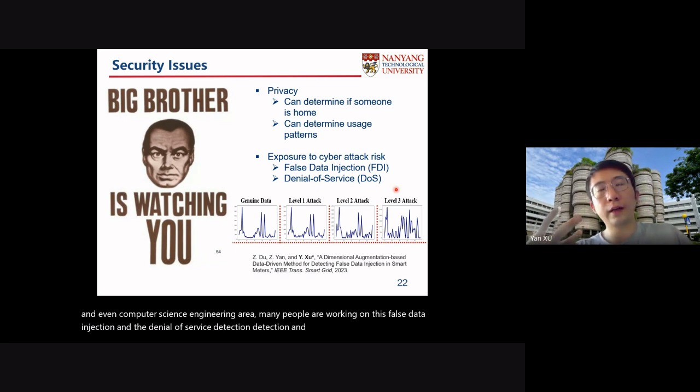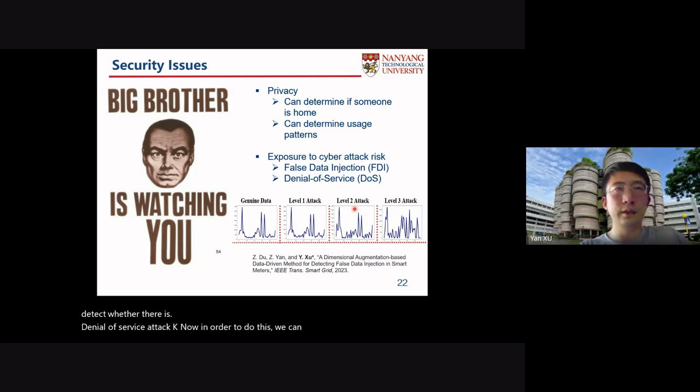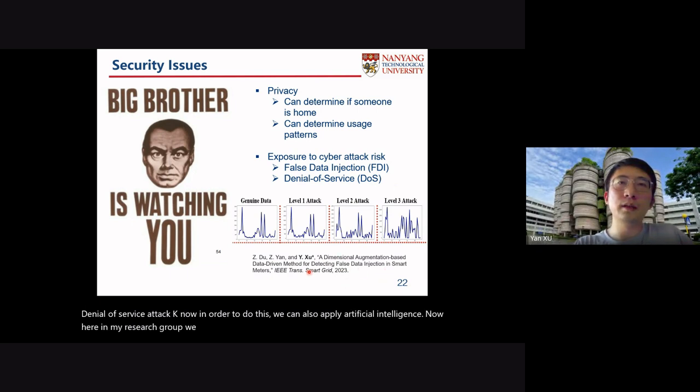So here are actually two steps. The first step is to detect. We need to detect whether there is false data. We need to detect whether there is a denial of service attack. Now, in order to do this, we can also apply artificial intelligence. Here in my research group, we have just developed an artificial intelligence-based method to detect false data injection.